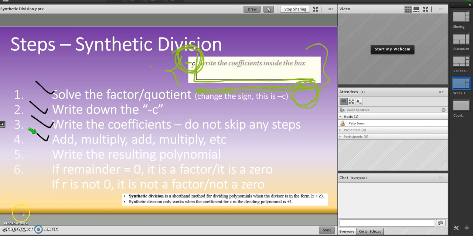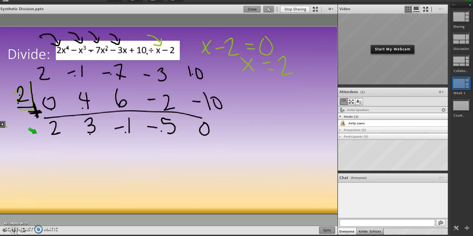And now we're going to write the resulting polynomial. All right, this was x to the 4th, so we're going to go down 1. So this is going to be 2x cubed. So instead of x to the 4th, I'm going to write x cubed plus, since that's a positive 3, x squared. We're not going to skip any exponent steps. We're going to go in descending order. Minus sign because of that.